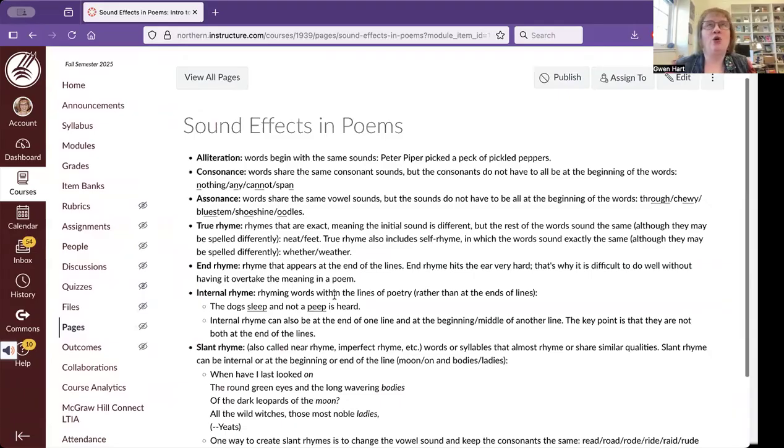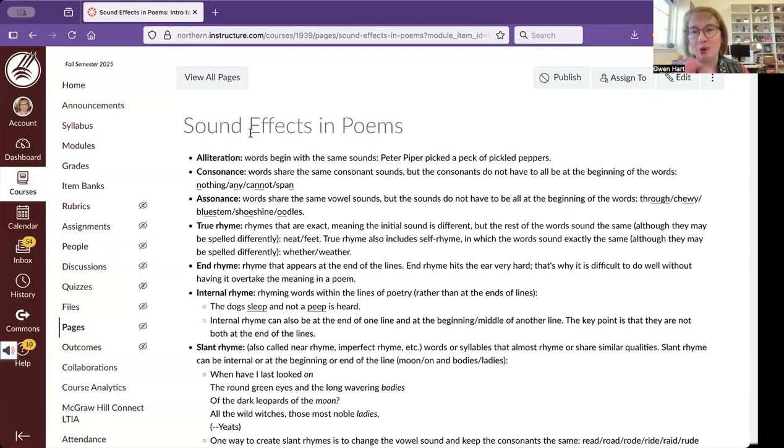Okay. So these are the kinds of sound effects that we're dealing with. I'm just going to tell you up front, we're not going to deal with end rhyme because end rhyme is really challenging to do. It can make your poem sound like a Hallmark card, right? Kind of goofy, syrupy. It's not as effective and it's not contemporary. That's a really old-fashioned way of doing rhyme. And so we're going to look at some more contemporary ways of using sound effects.